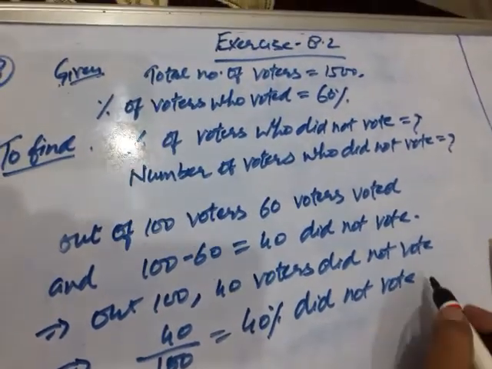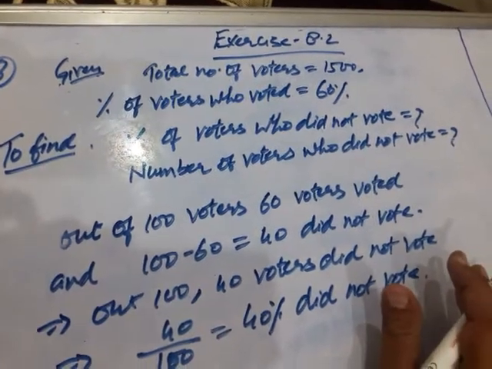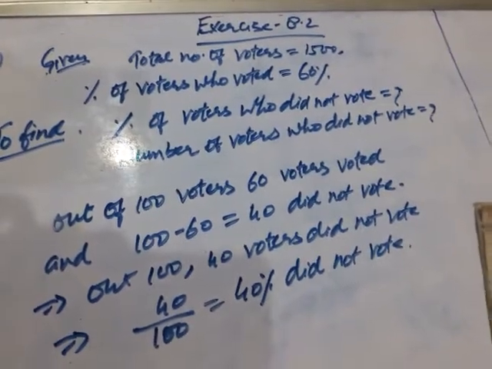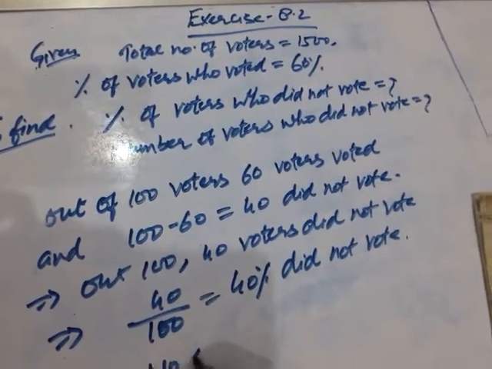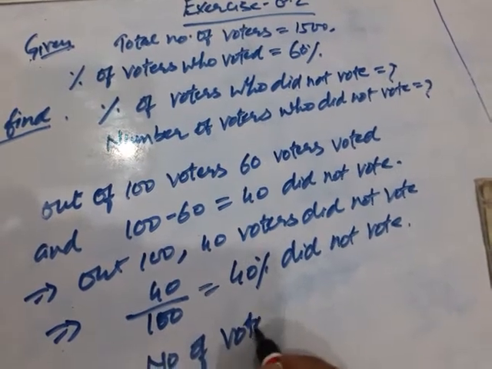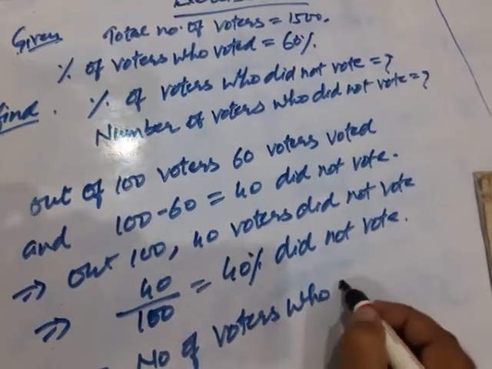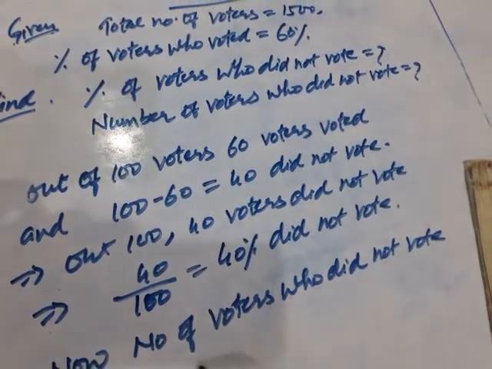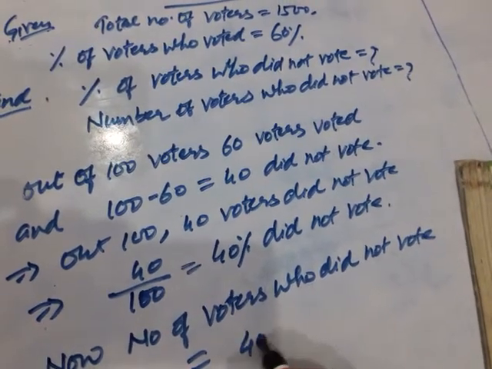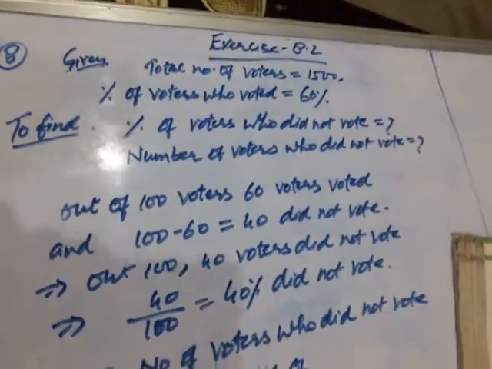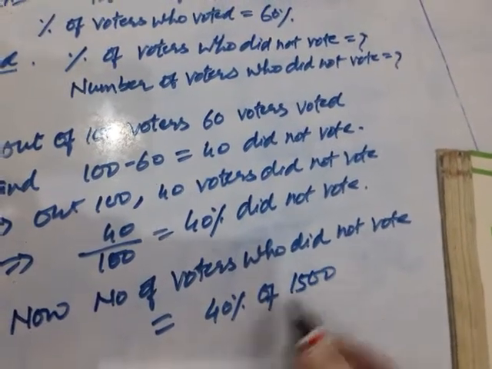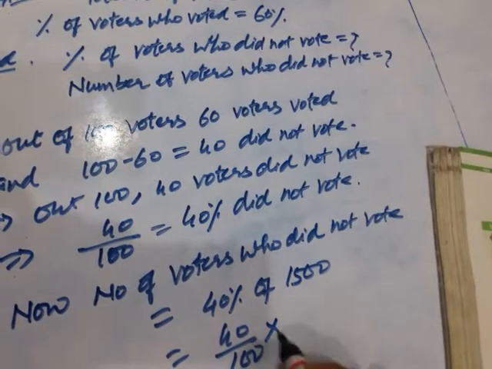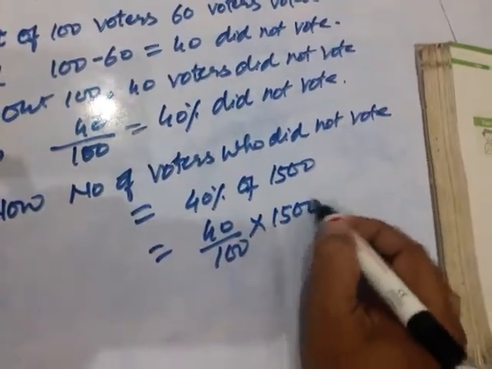Clear, children? Now see, what is the number of voters who did not vote? Clear? 40%. Now the number of voters who did not vote is equal to 40% of the total number of voters, that is 1500. What is 40% of 1500? 40% means 40 upon 100. Of means multiply, and this is 1500.